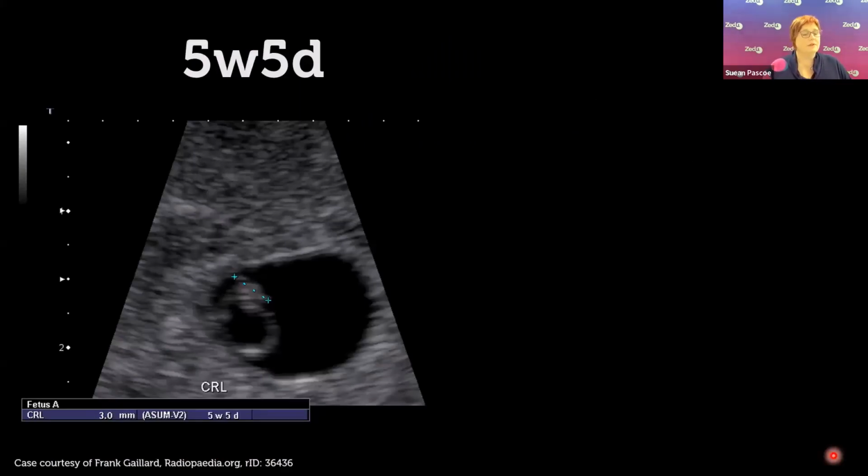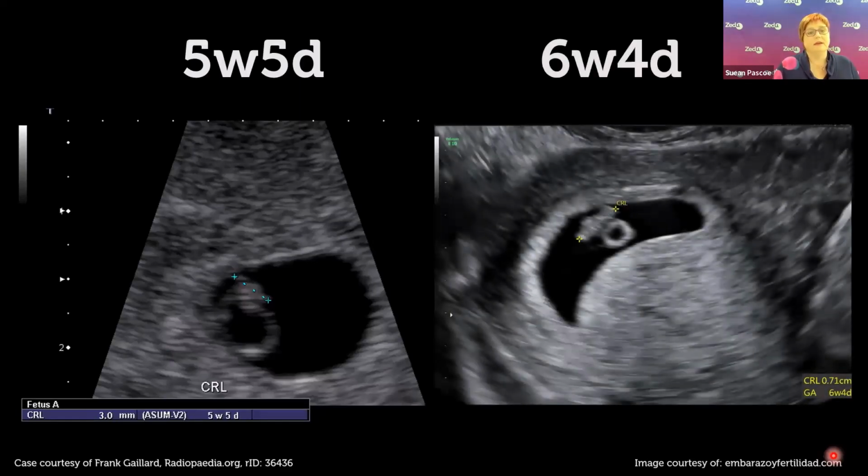Now, here are some examples of a crown rump length at 5 weeks, 5 days. Here is 6 weeks, 4 days. Notice that the yolk sac is not included in that measurement. You don't want to measure this way. And the tricky thing here is sometimes it can look like the yolk sac is like a head because it's round. So you don't want to confuse the yolk sac as the baby's head.